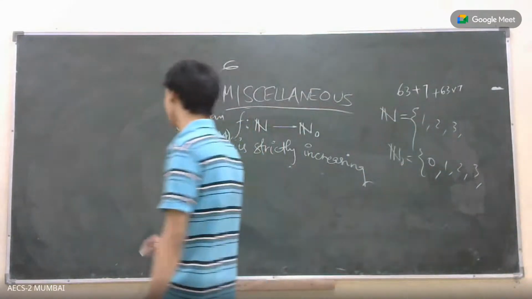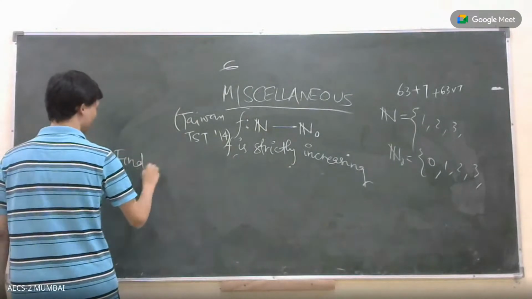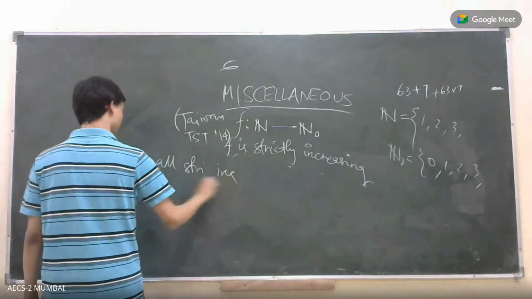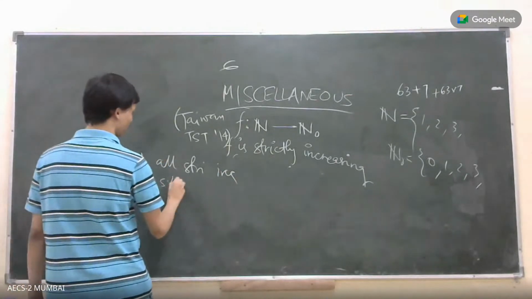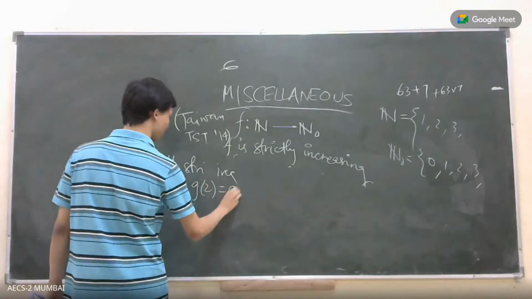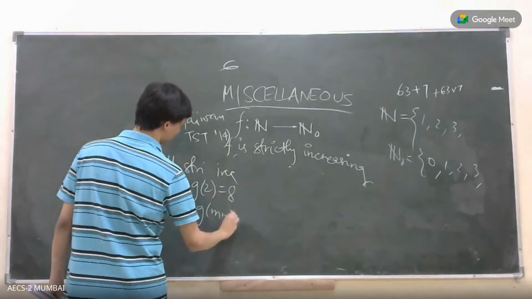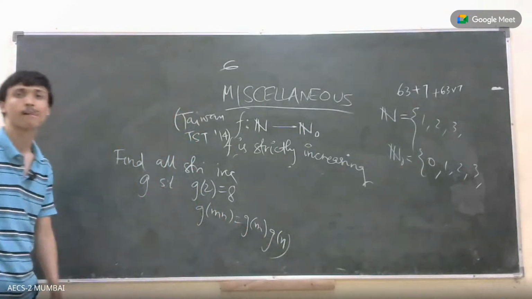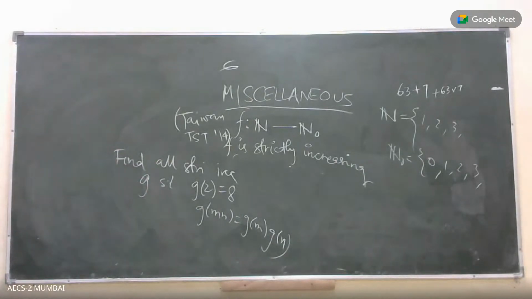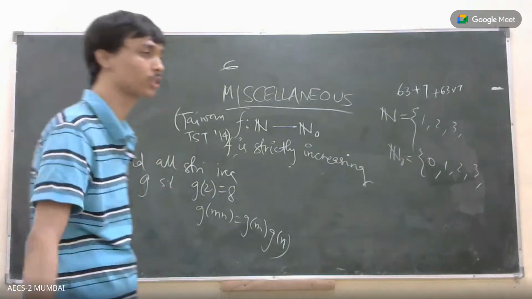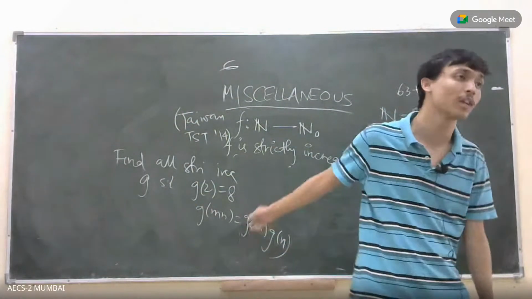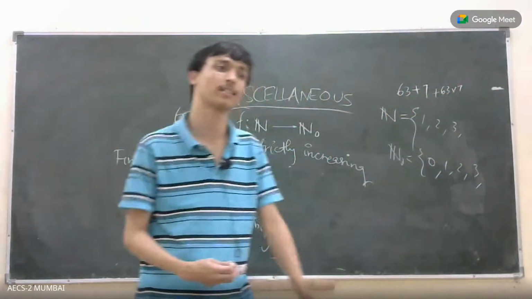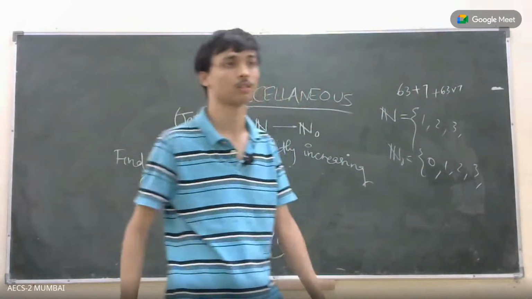So now our new question is: find strictly increasing g such that g of 2 is 8 and g of mn is g of m into g of n. So this is our new question. This is another example of a shift. And how could you have seen the shift coming? How do you guess that we have to do a shift here?